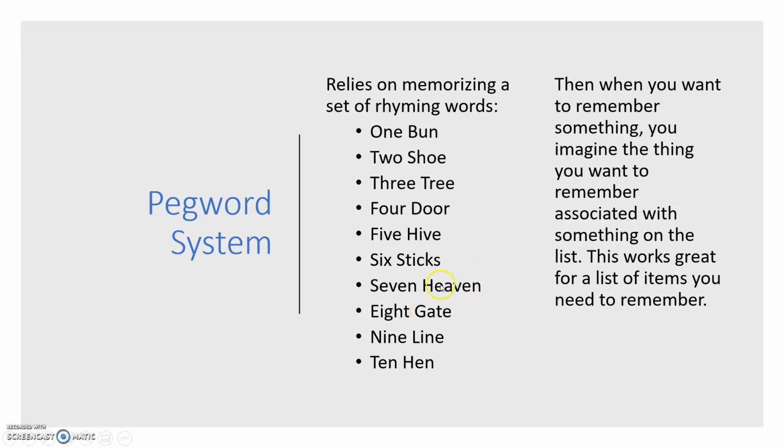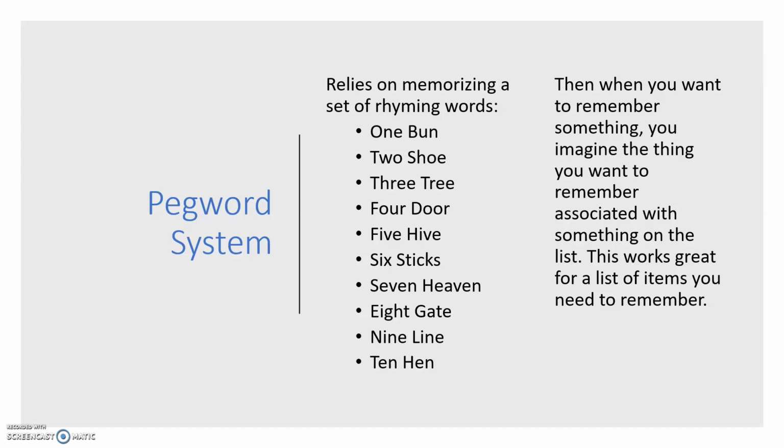And yes, heaven is a little bit maybe hard for that, but 7 also doesn't rhyme with a lot of words. So if you think of something else that is concrete that you can use for that, that'd be great, because I'd actually love to be able to switch this word out too, but I haven't really thought of a better alternative. However, with this Pegword system, now you've looked at these numbers, you've got these rhyming words that you have associated with them.